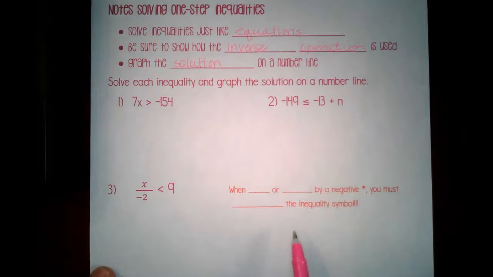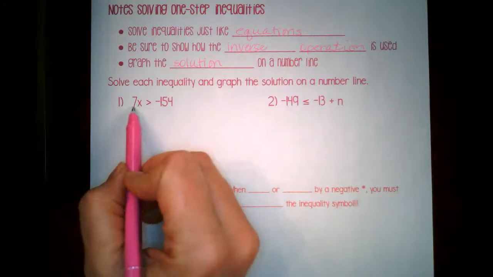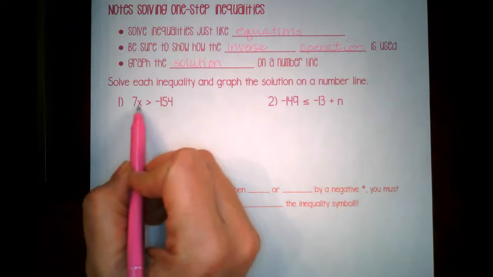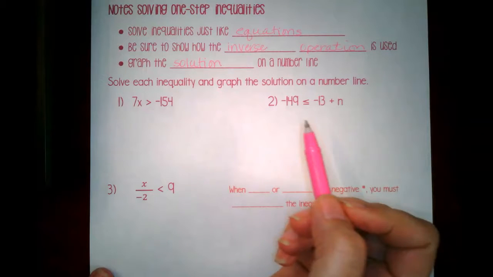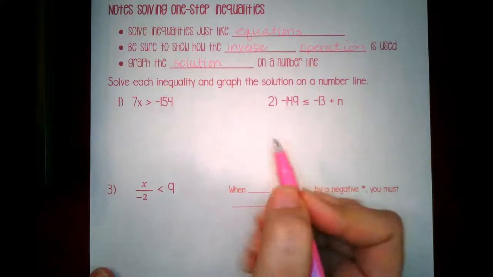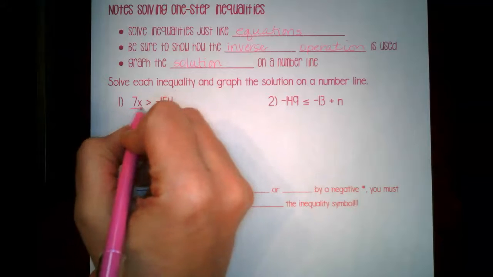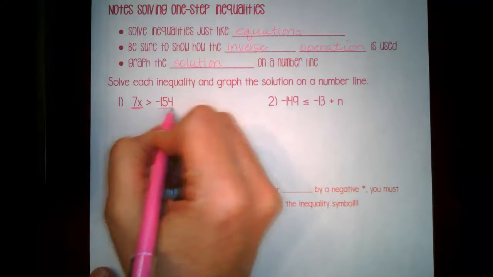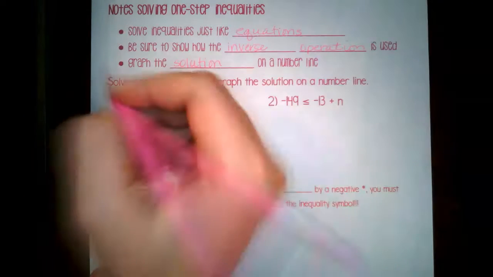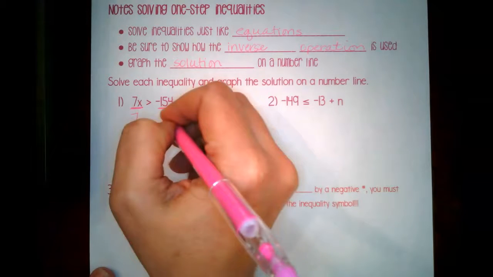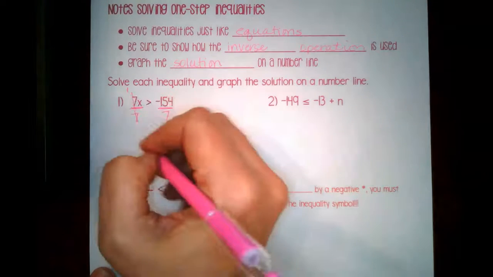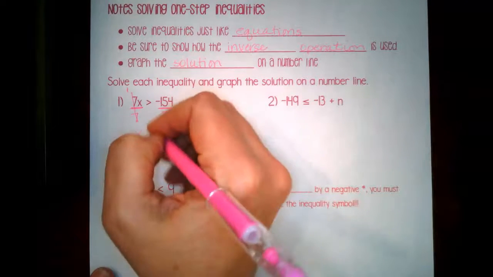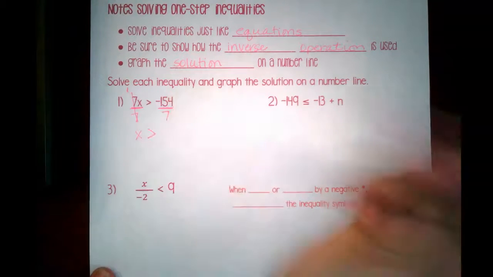Okay, here we go. We have our variable on the left. That's where we like it generally. This is multiplication, so we're going to do the opposite and divide. Use your fraction bar. If they're multiplying by 7, what are we going to divide by? I hope you said 7. And then 7 divided by 7 makes 1, and 1x is just an x. Bring down your inequality. You don't have to do anything to that.